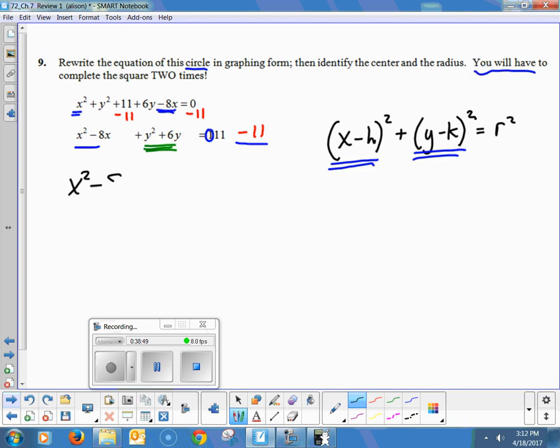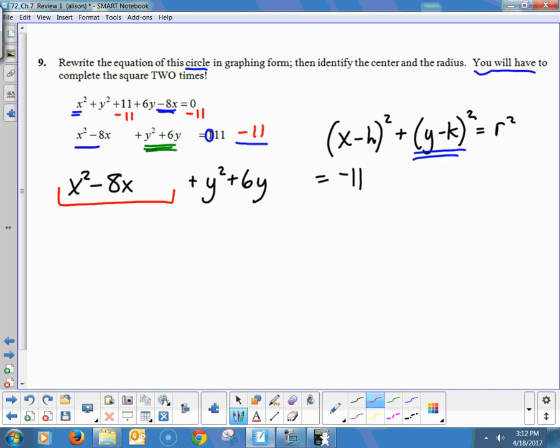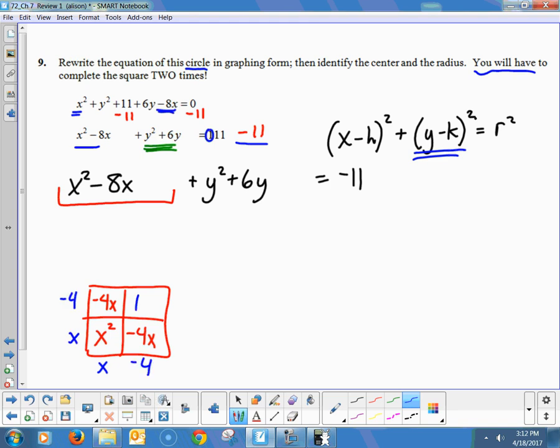So x squared minus 8x plus y squared plus 6y equals negative 11 at this point. I'm actually going to clean this up. So I want to make this a perfect square. I could draw the square if you need to. I have an x squared. I have 8 negative x's, so I'll put 4 negative x's in each corner, which means we have x, x, negative 4, and negative 4. To make it perfect, we need a 16. So I'm going to add 16. But I can't just go adding 16 wherever I feel like it, so I'm also going to add 16 to the other side.